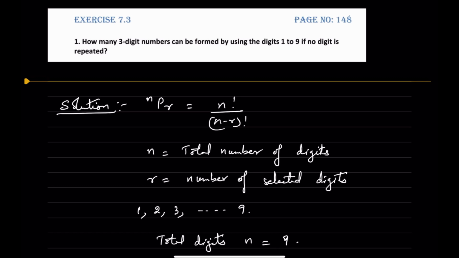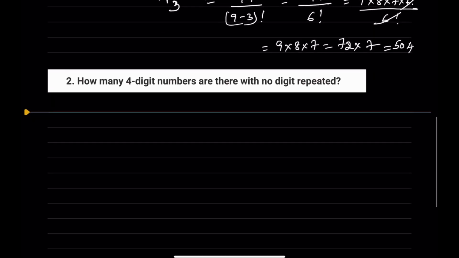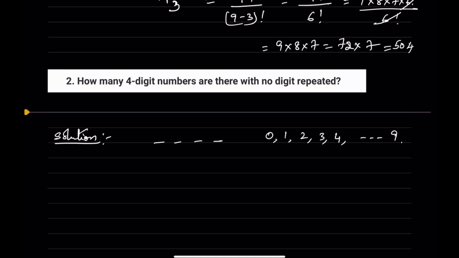What's the second one? Now in the second problem, what we have is how many 4-digit numbers are there with no digit repeated. So here we have 4 digits. How many 4-digit numbers can be formed? What are the numbers which we use for forming a 4-digit number? You can use 0, 1, 2, 3, 4, and so on up to 9. So you have to form 4-digit numbers using these.